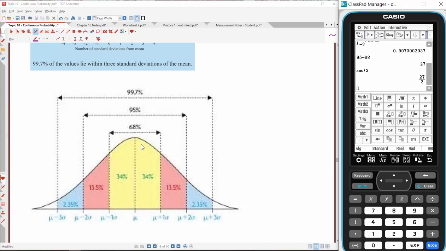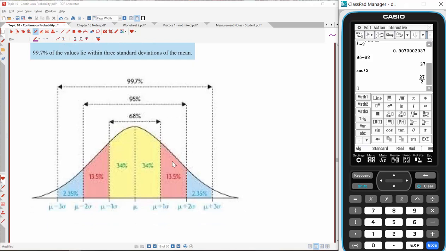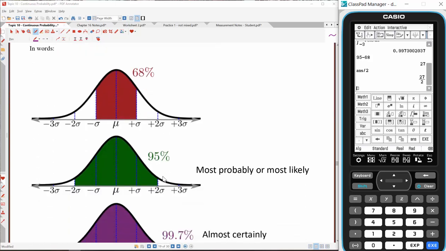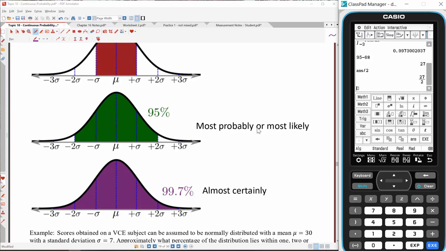This symmetry is really important when it comes to understanding how the normal distribution curve works. Plenty of questions involve this idea about symmetry. And basically, if I get something like 68%, that covers that. Now, if it's 95%, we say most probably or most likely. If we get a probability of 0.95, we say most probably or most likely, and 99.7% is almost certainty. So with normally distributed data, we can say with almost certainty that the value will fall between plus or minus 3 standard deviations of the mean.